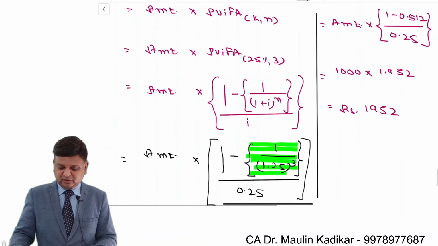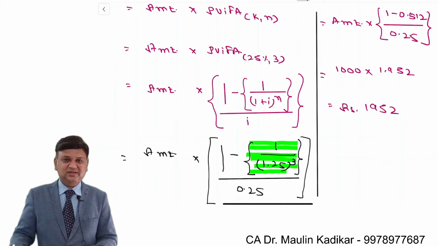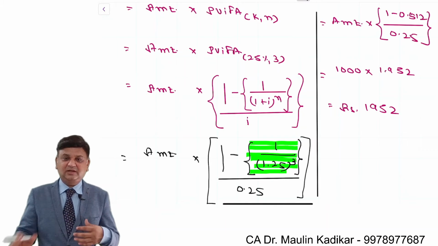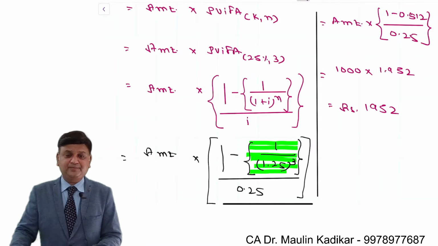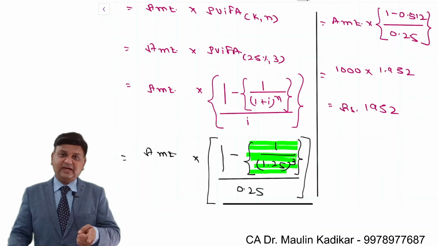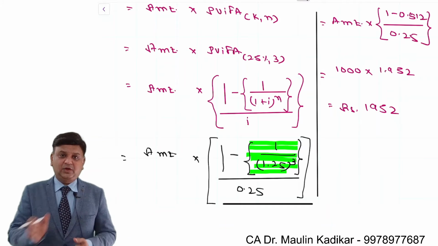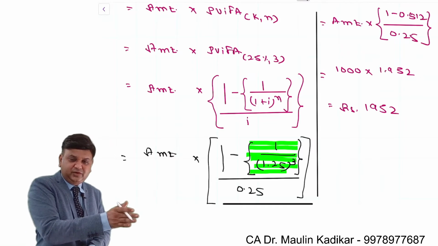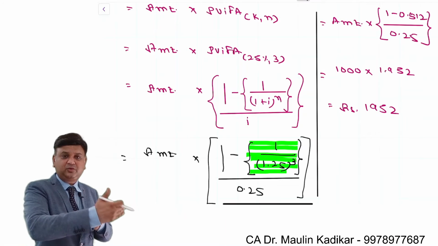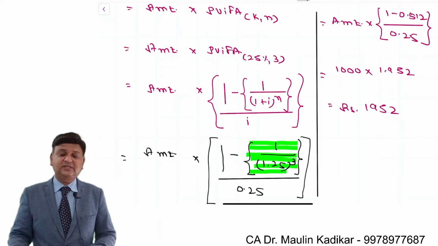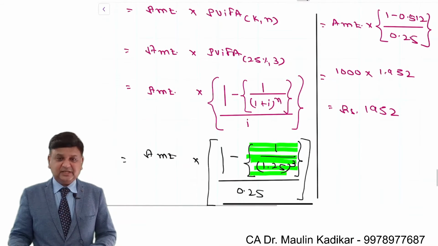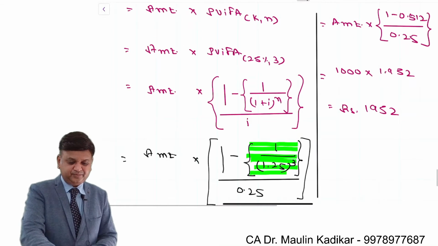This is the way we are required to make the calculation of the answer. This is a detailed method by which you can apply the formula and find the present value of annuity. What does this PVIFA indicate? That is important. From end of year 1 to end of year 3, every year you are going to receive 1 rupee. Then what is the present value of the same? That is what this indicates.